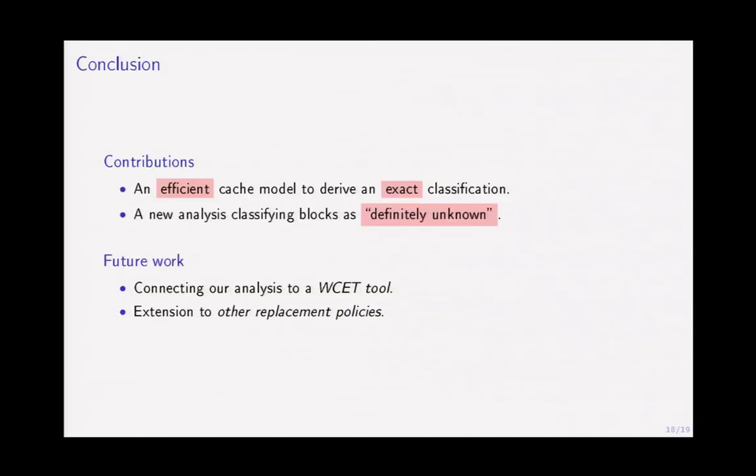Okay, so to conclude, we have two different contributions. First, an efficient cache model that derives an exact analysis, an exact classification, because in our examples, we know exactly what are the possible ages of the block A after running the model checker. And we have also a new analysis that is able to eliminate some blocks from the model checking phase by already finding a path leading to a hit and another leading to a miss.